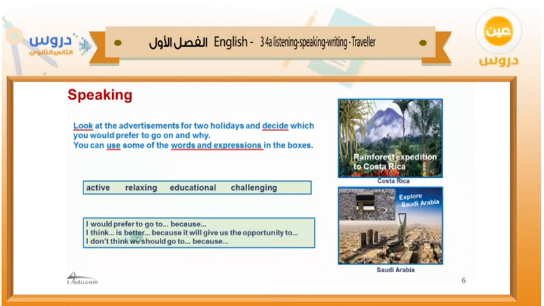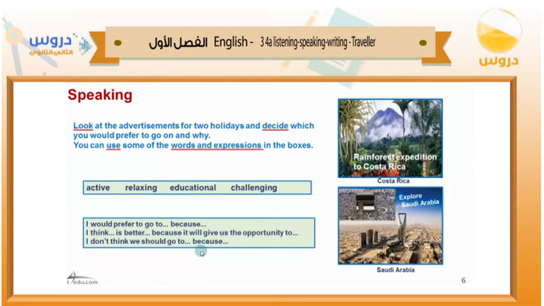I think Costa Rica is better because it will give us the opportunity to see, to watch, to go, and to check, and so on. I don't think we should go to Costa Rica because 1, 2, 3. So either when you write or when you speak, you always need to say why, give your opinion, and also try to support your saying with examples. And also you can use statistics, you can use many things to support your opinion.